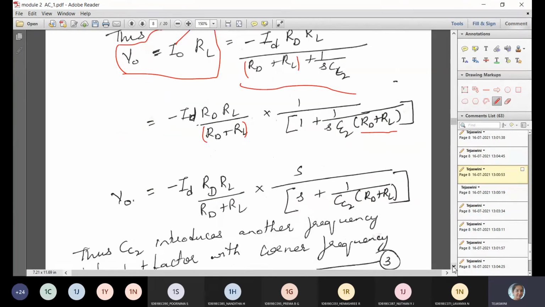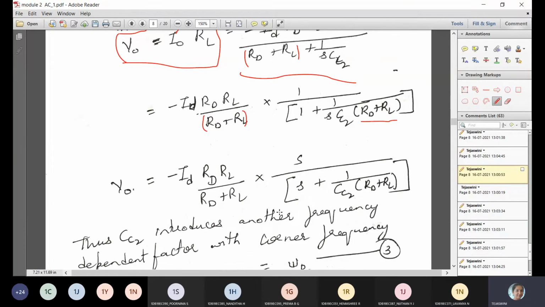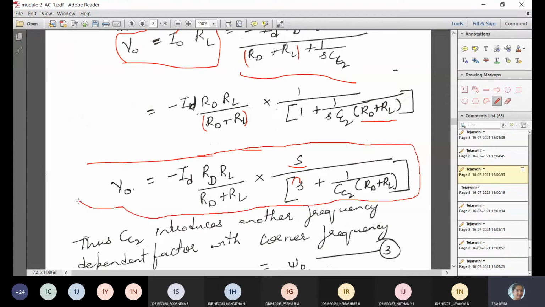It is common for everything. It is very easy to remember. VG we need to find, ID we need to find out. Next we need to find out V naught. So now we are making output voltages dependent on frequency. So now you are going to get ID into RD RL by RD plus RL. You multiplied and divided by S. So multiplied means S here, divided by S. So if you divide by S here, you are going to get S plus 1 by CC2 RD plus RL. So now we made this output voltage dependent on frequency.